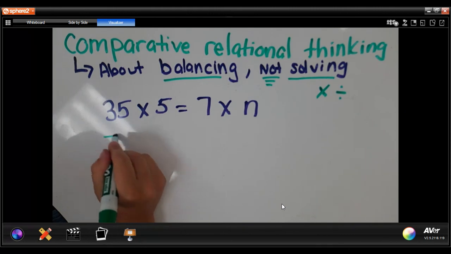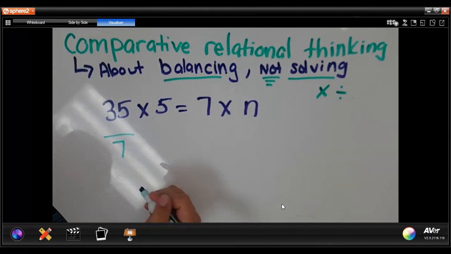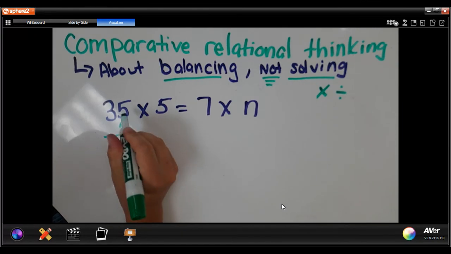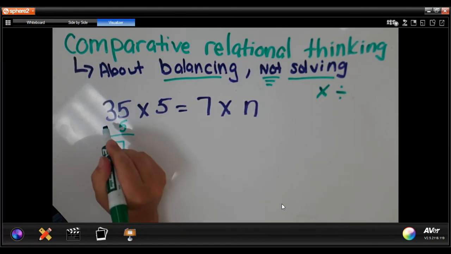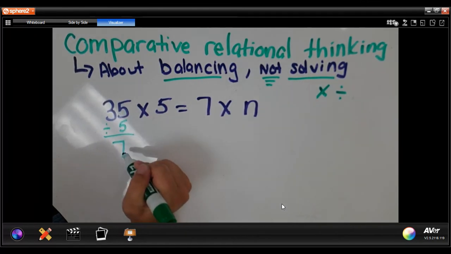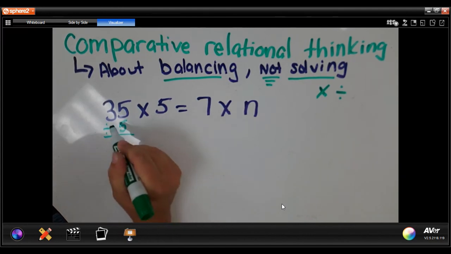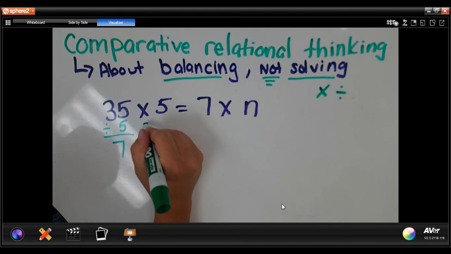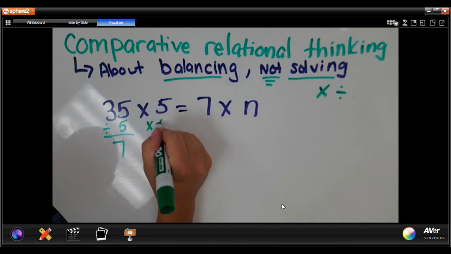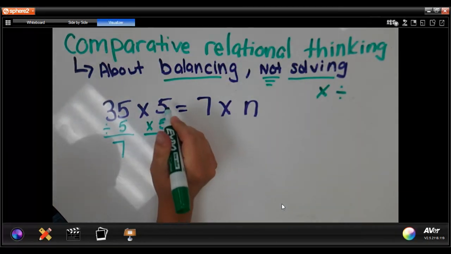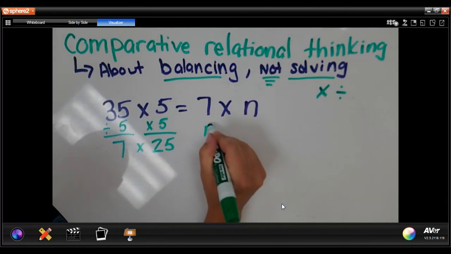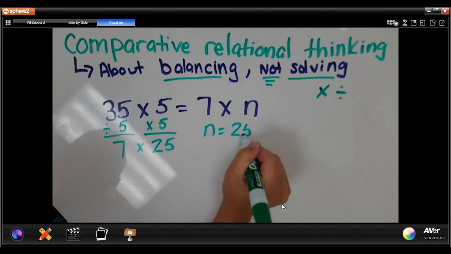So 35, I want to get to 7. I know that 7 times 5 will give me 35. So that means 35 divided by 5 will give me 7. Next, if I divided this one by 5, I have to multiply this one by 5. 5 times 5 equals 25. So I would say n equals 25.